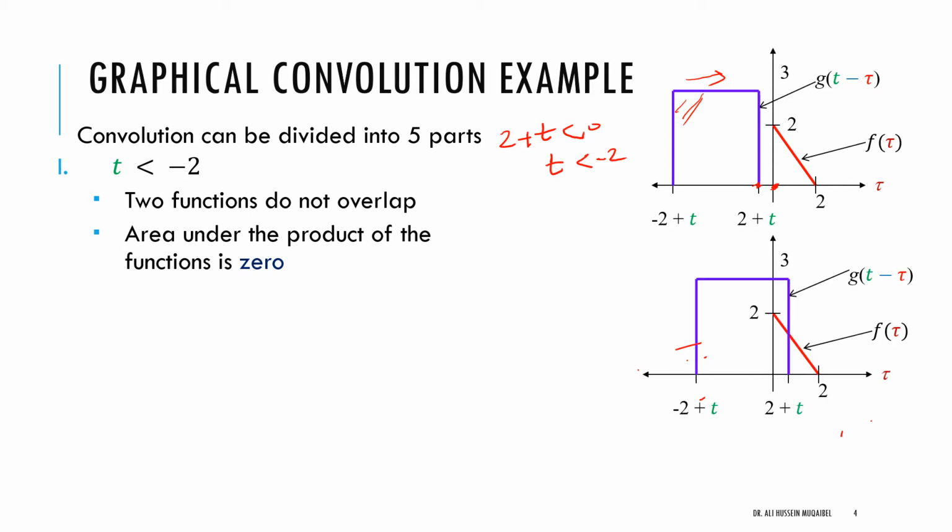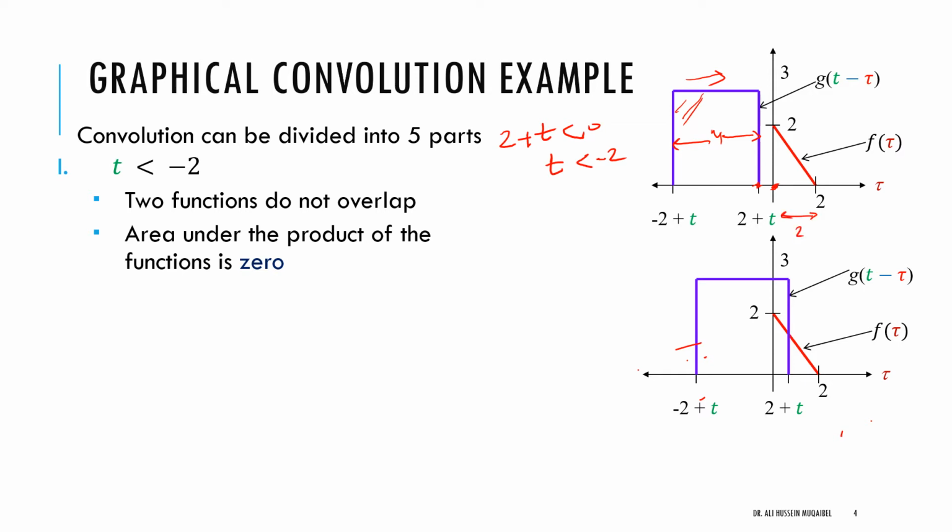Now, in the second case, the second part, we have partial overlap. In this partial overlap, it will start when t is greater than minus 2, but up to what? Up to 1. You can see here, the width of this purple signal is 4. We have 4 units here. And this one is just 2.